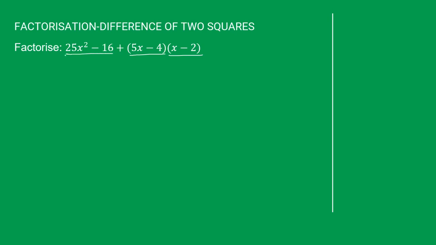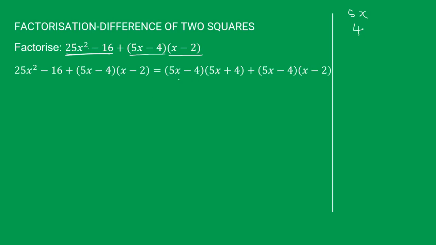Let's factorize 25x squared minus 16 plus 5x minus 4, x minus 2. Right, we can use difference of two squares on this one. Square root of 25x squared, that is 5x. Square root of 16 is 4. So we can have our brackets 5x minus 4, 5x plus 4 from this.